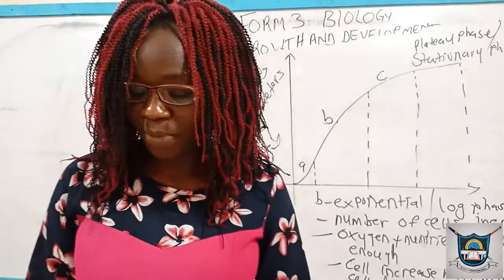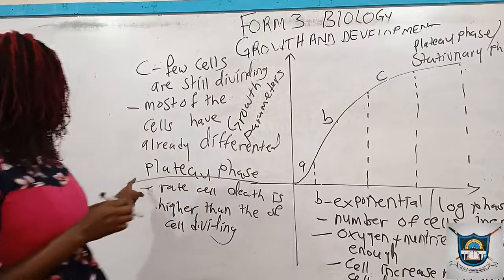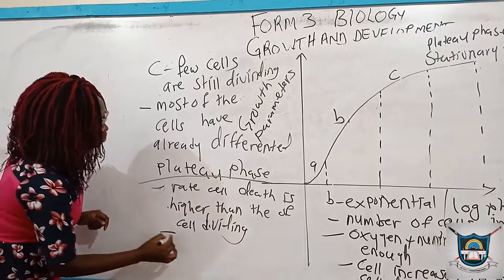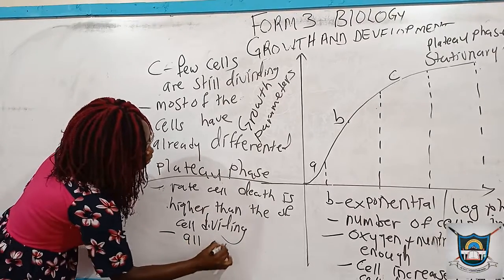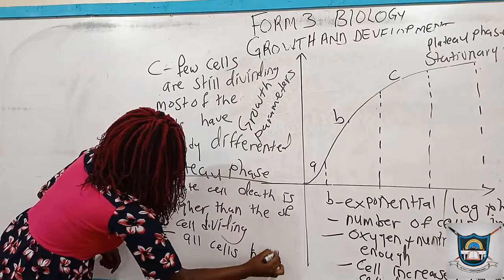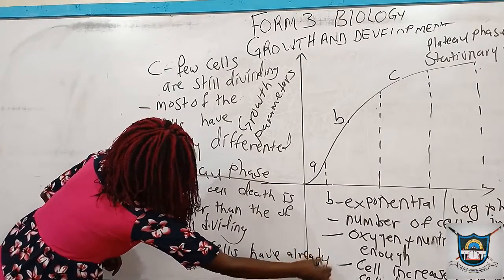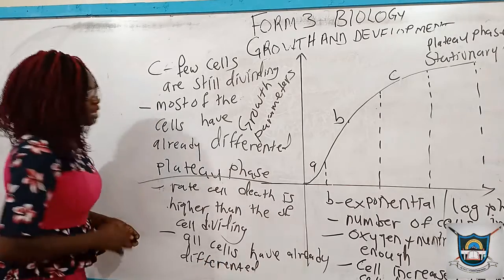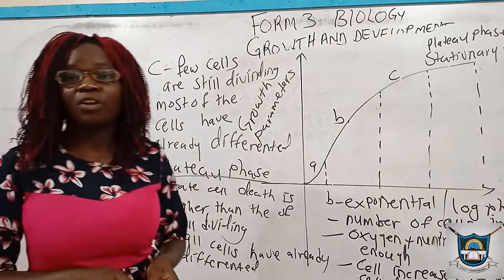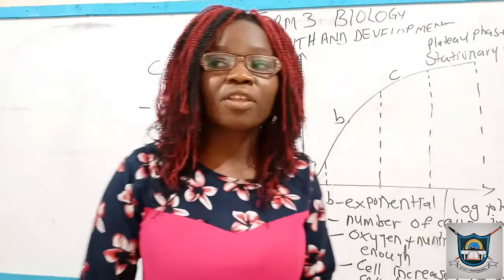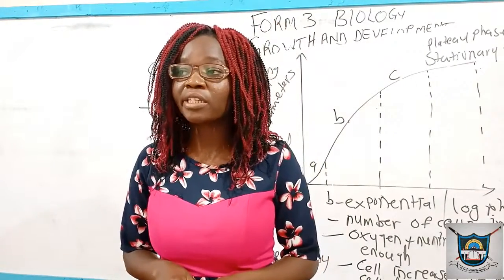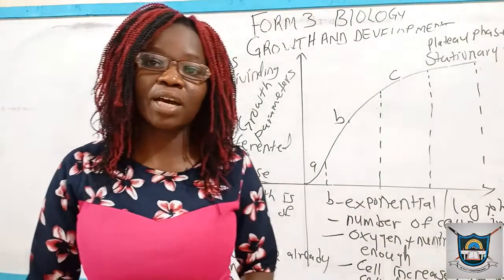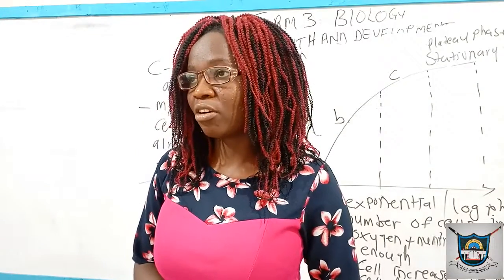And then the second cause of the stationary phase is maybe all the cells are already differentiated. And that means during the plateau phase, or the stationary phase, all the parameters of growth will remain constant. Therefore, there is no change in volume, no change in size, mass, or the surface area of the organism.